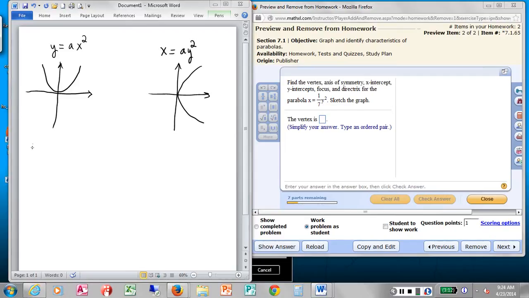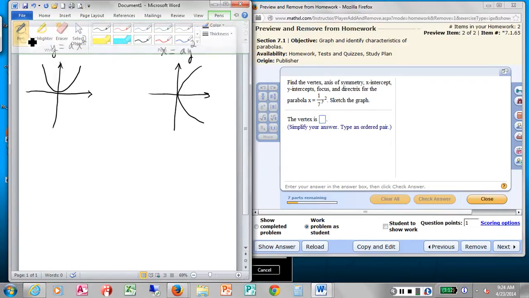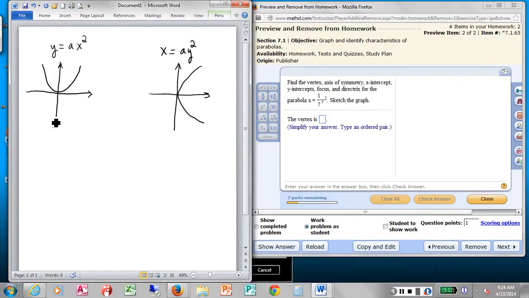Of course, they'll want for us to find the vertex, and of course these aren't shifted away from 0, 0, so our vertex, the point right here on these that haven't been shifted at all, their vertex will be 0, 0. So on this one we do have a vertex of 0, 0.